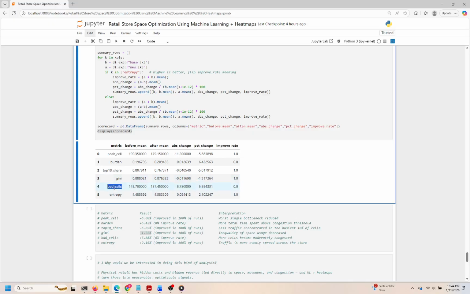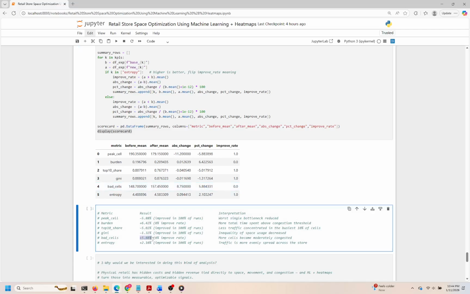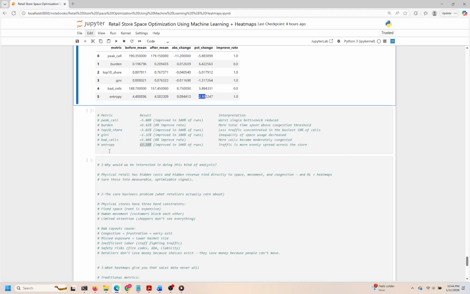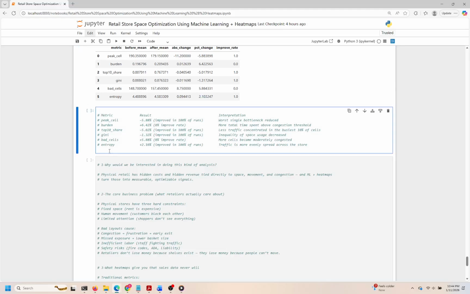The entropy metric furthers this narrative, showing an increase that signifies traffic distribution has become more uniform across the system. In essence, these metrics weave a complex story of progress and challenges. The key takeaway is that improvements in one area can sometimes lead to unintended consequences elsewhere. As we move forward to the next cell, it will be vital to explore strategies to address these emerging challenges while maintaining our gains in overall efficiency.